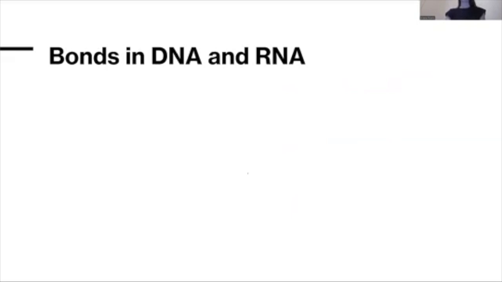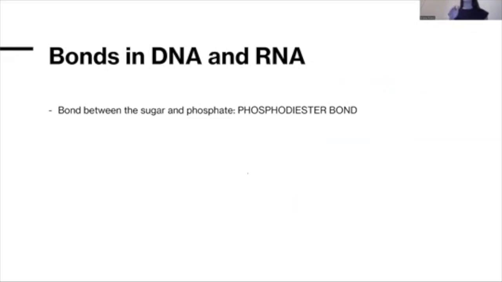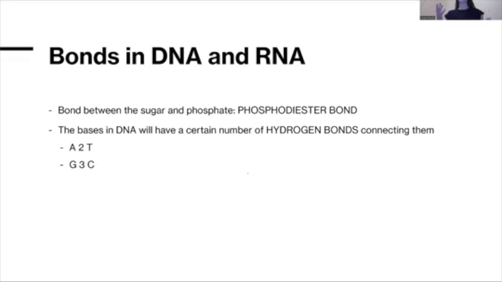All right. So there's a couple of bonds that you need to know for DNA and RNA. The one that's going to be in both DNA and RNA is your phosphodiester bond. And this is connecting your sugar and your phosphate, so it's going to be in your backbone. And we'll look at the backbone in a second. The second bond is really important with DNA. It happens in RNA too, though.